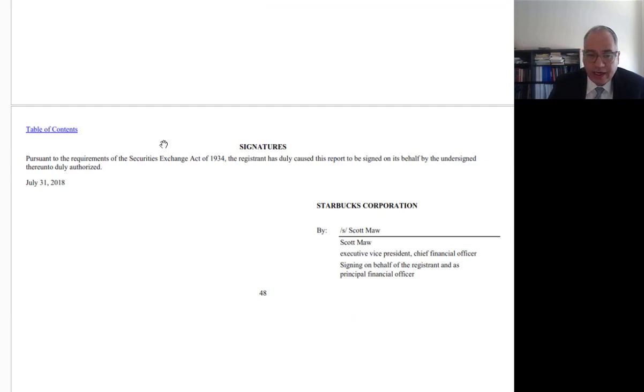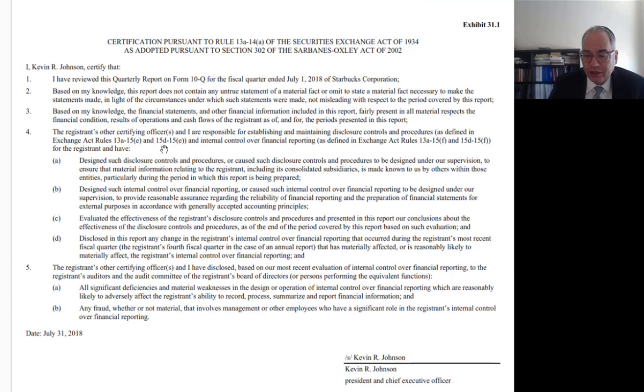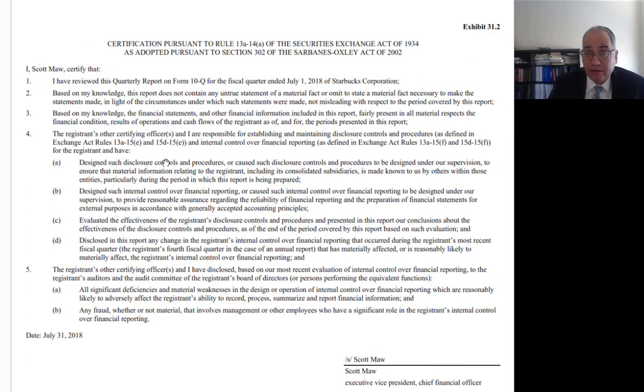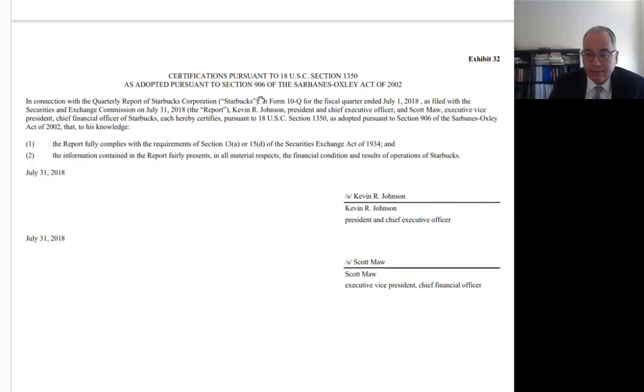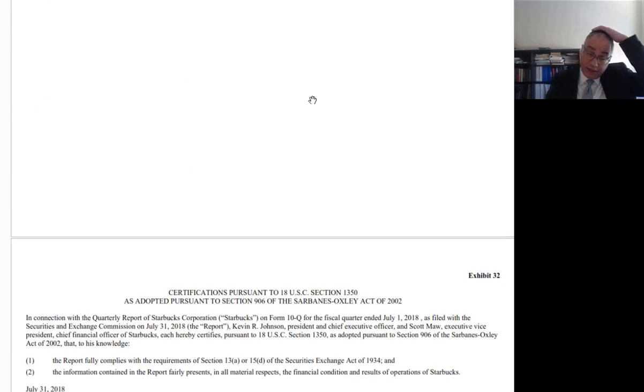by the Chief Financial Officer, and a certification by the President and the CEO, along with a similar certification by the Executive Vice President, which is now required by Sarbanes-Oxley. So that would be what you would find in a 10Q, and the requirements of a 10K, of course, are much higher. There's a lot more data in a 10K for investors to benefit from.